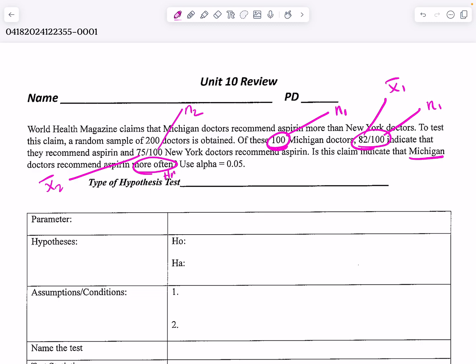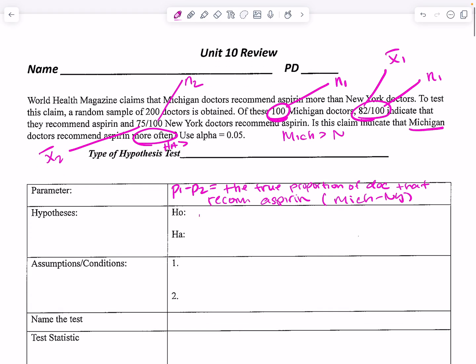Does this claim indicate that Michigan doctors recommend it more often? So my HA is going to be more often, which will be a greater than. So I'm going to have Michigan greater than New York. My parameter: first of all, I'm going to say p1 minus p2 is equal to the true proportion of doctors that recommend aspirin. And I'm doing Michigan minus New York.